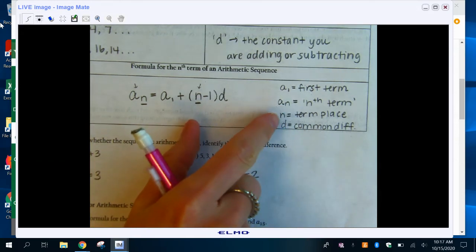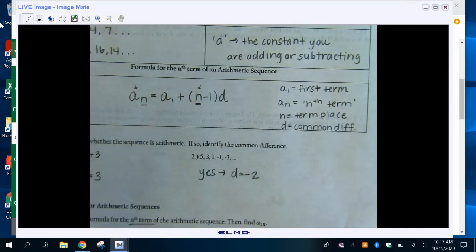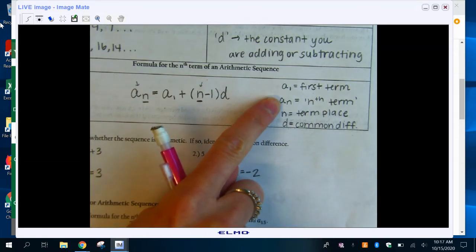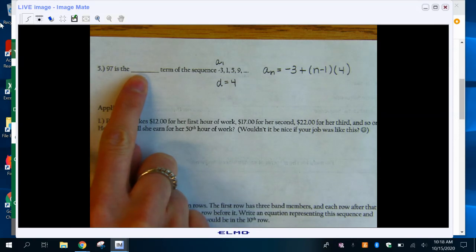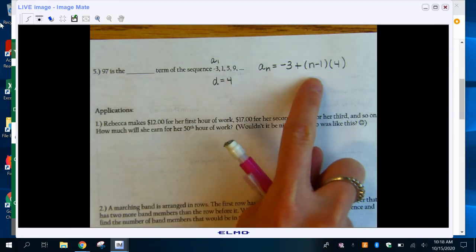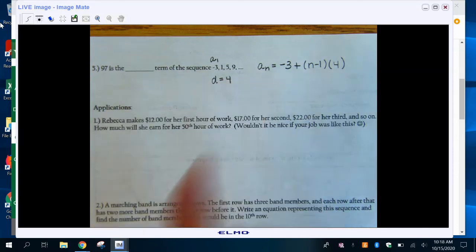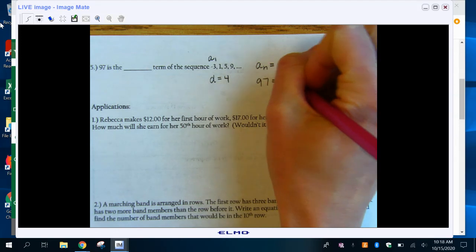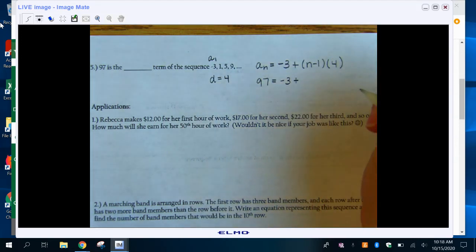So remember that n is the placement of that term. Is it the 10th term? Is it the 11th term? Is it the 50th term? A sub n is the term itself. It's the number that's in that place. So if I'm looking for the term placement, I'm looking for n. I know the actual term, so I'm going to plug 97 in for a sub n, and I want to know where that falls.